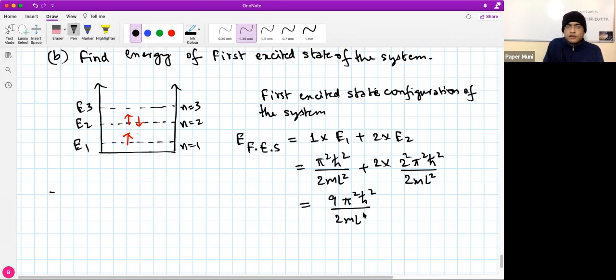Then the first excited state. How did we build the first excited state? We shifted one electron to the next one.